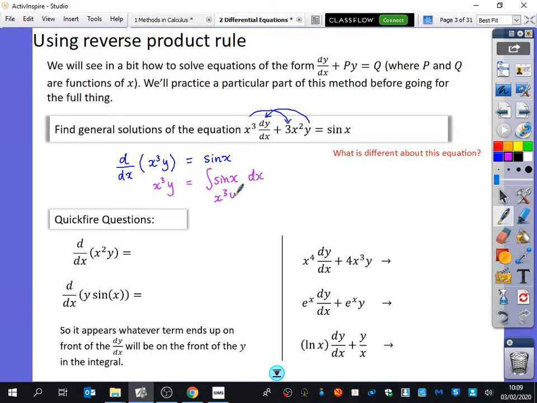So we get x cubed y equals minus cos x plus c. Yep. Now, that means y equals minus cos x over x cubed plus c over x cubed. Can we just remove the x cubed? No, because we want a general solution. You can't replace this with, say, k, where k equals c over x cubed. You cannot do this because it's got the variable in it.